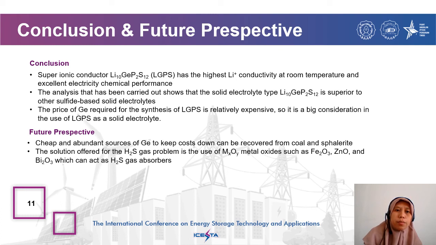And then the future perspective. An abundant source of Ga to keep costs down can be recovered from coal and sphalerite. The solution offered for the hydrogen sulfide gas problem is the use of metal oxides such as ferric oxide, zinc oxide, and then bismuth oxide, which can act as hydrogen sulfide gas absorbents.